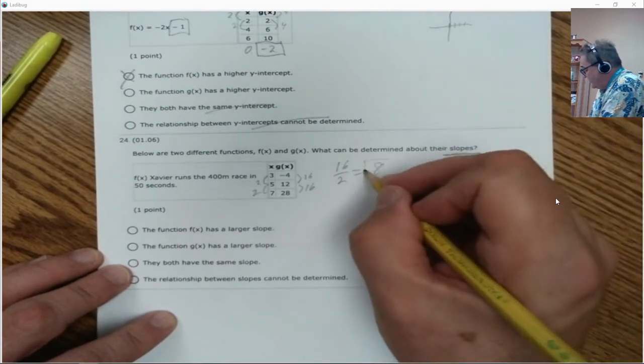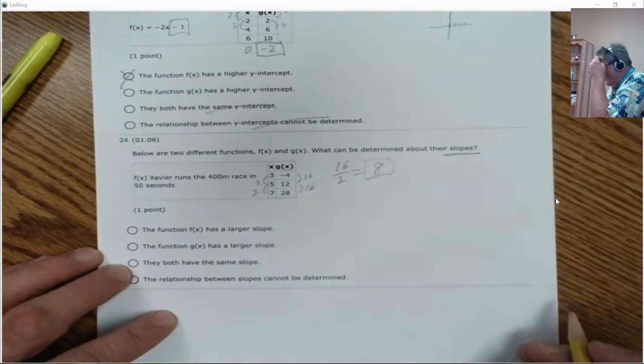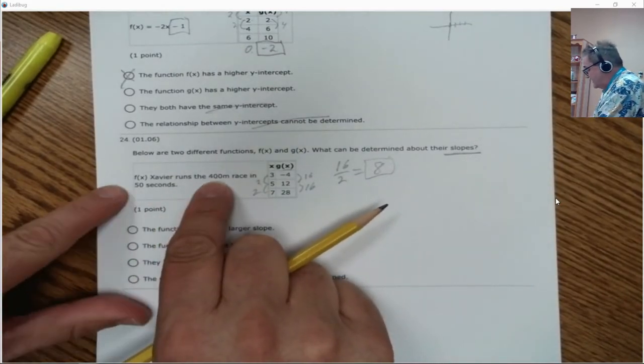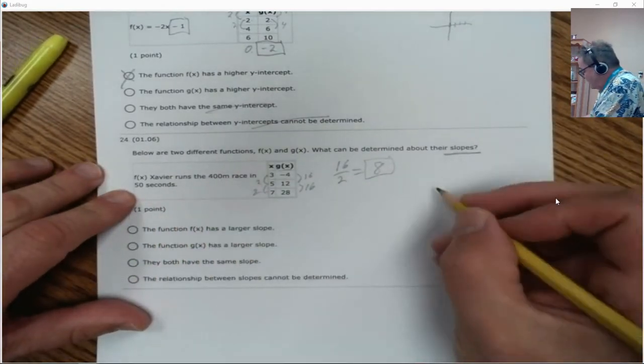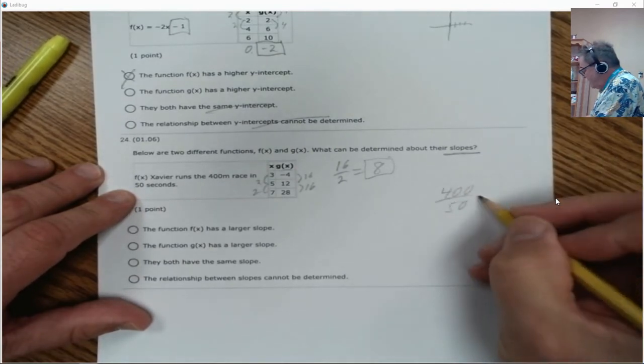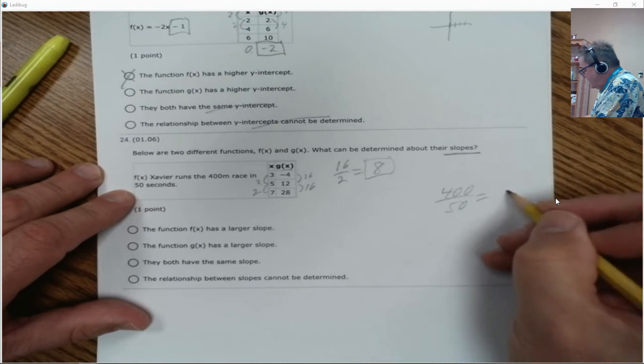Slope of 8 for g of x. What's the slope here? He runs the 400 meters in 50 seconds. 400 is how far he goes. This is how long it takes him. What is the slope of that? 400 divided by 50 is 8.